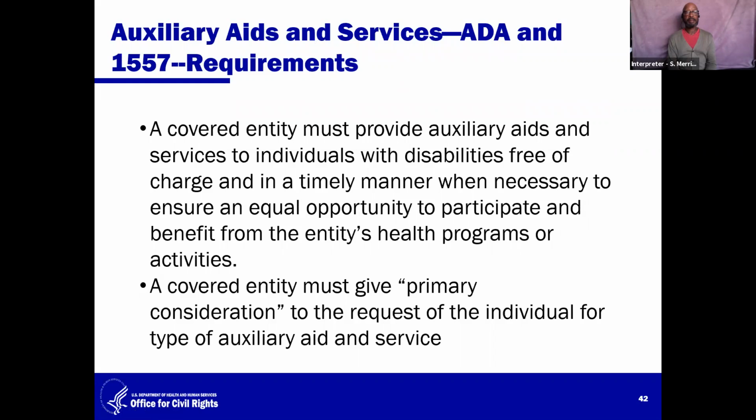So auxiliary aids and services. Both the ADA, 1557 and 504 require that covered entities provide auxiliary aids and services to individuals with disabilities free of charge and in a timely manner when necessary to ensure an equal opportunity to participate and benefit from the health entity's health programs or activities. A covered entity must give primary consideration to the request of the individual for the type of auxiliary aid and services. So for example, if an individual who is deaf or hard of hearing requires an in-person interpreter as opposed to VRI, the covered entity must give primary consideration to that. It does not mean that they always have to grant it, but they must give it primary consideration.